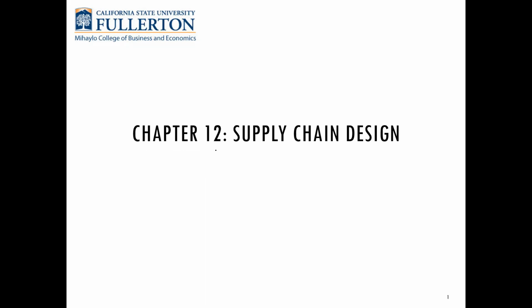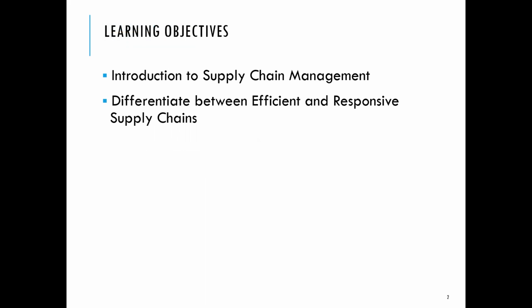Within this chapter, there are two main learning objectives. The first one is a basic introduction to supply chain management. We will spend something like 20 to 25 minutes, maybe half an hour, on understanding what we mean by supply chain and what exactly is the meaning of the term supply chain management. And then we will shift our attention to creating a basic differentiation between what we call an efficient supply chain versus a responsive supply chain.